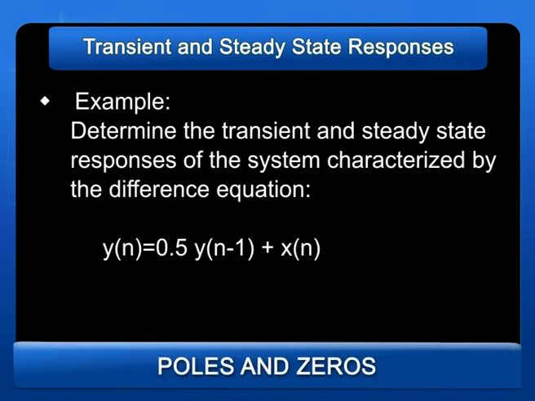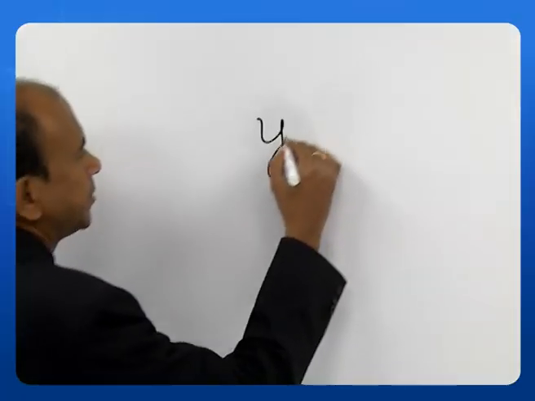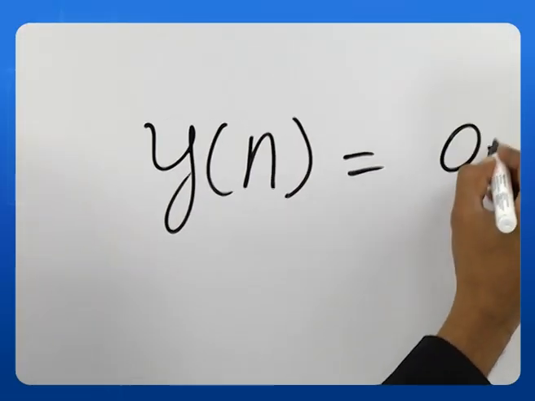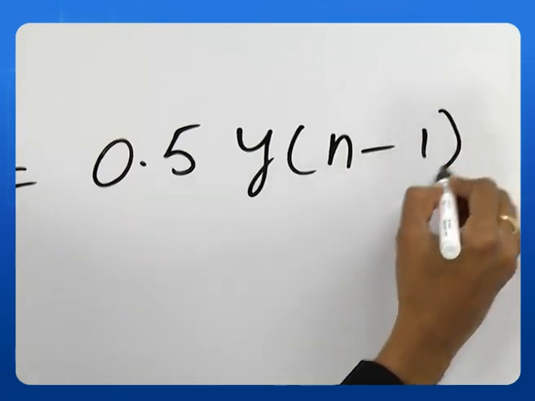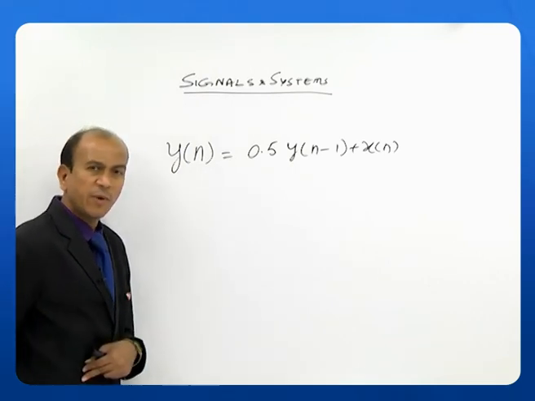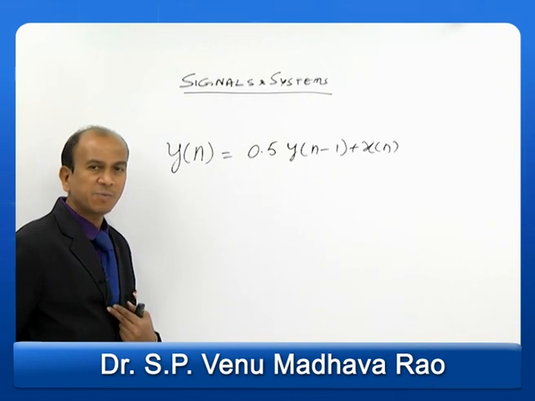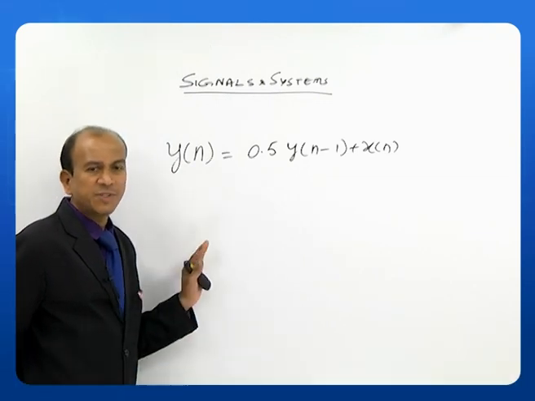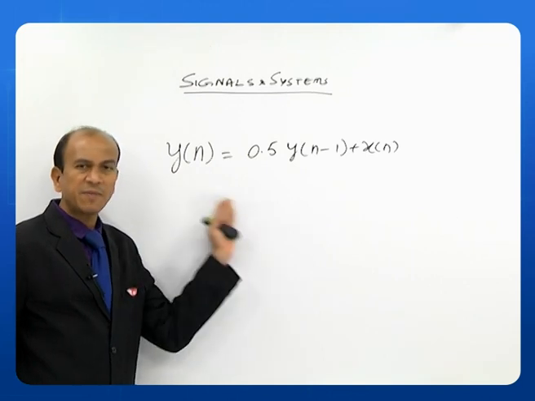Now let us see an example. What does the example say? We are supposed to determine the transient and steady state response of the system characterized by the difference equation y of n is equal to 0.5 y of n minus 1 plus x of n. So this is the difference equation given. We have to determine the transient response and the steady state response of this type of system. The system's difference equation is given clearly here.